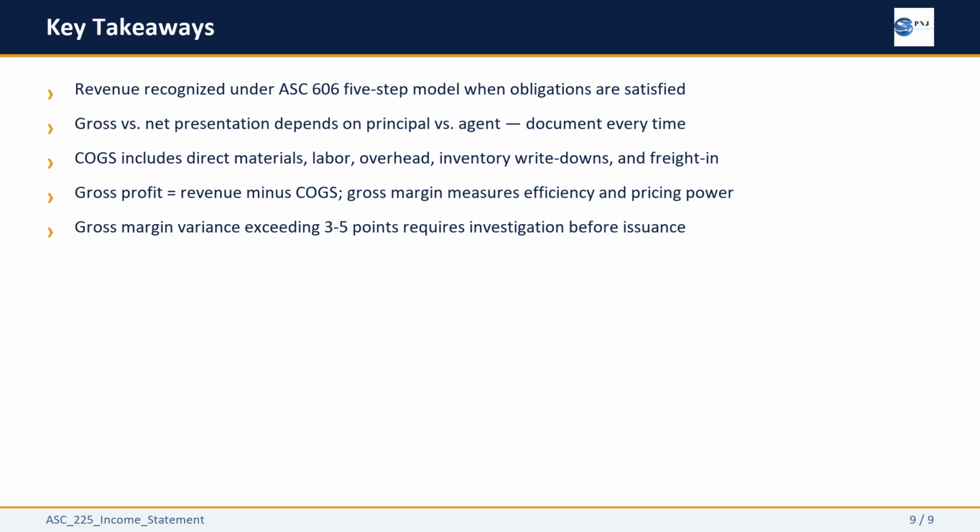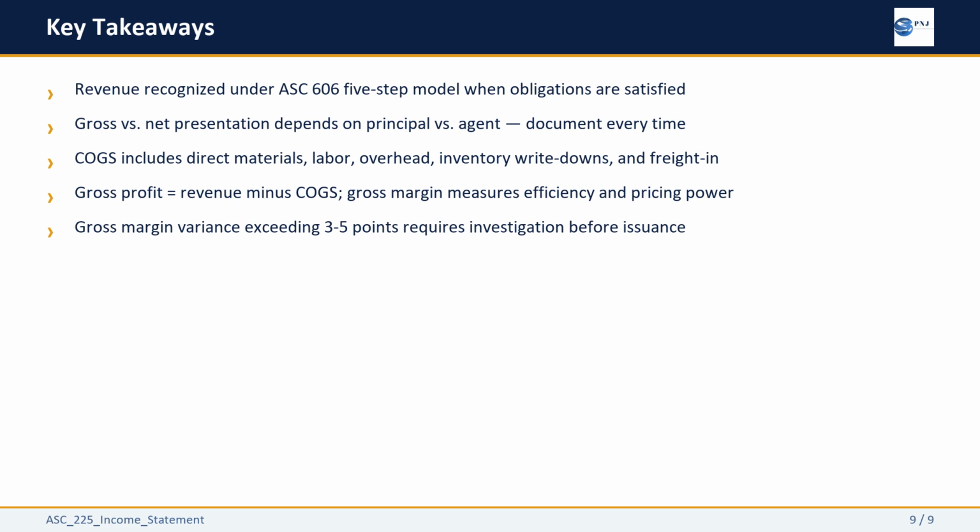Here are the key points from this section. Revenue is recognized under ASC 606's 5-step model when performance obligations are satisfied. Gross versus net presentation depends on whether the entity is a principal or an agent. This distinction requires documented analysis every time. COGS captures direct materials, direct labor, manufacturing overhead, inventory write-downs, and inbound freight. Gross profit is revenue minus COGS, and the gross margin percentage is one of your most useful analytical tools. Any unexplained variance of 3 to 5 percentage points triggers an investigation.